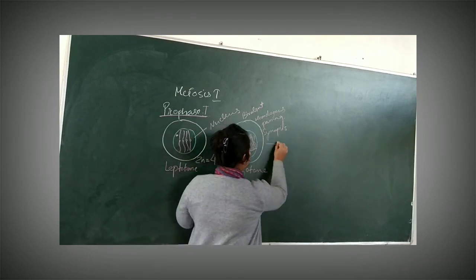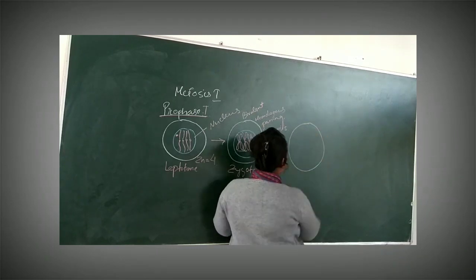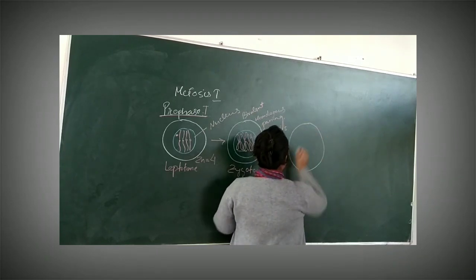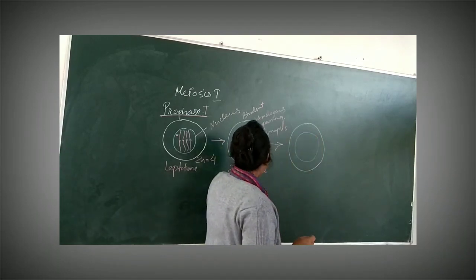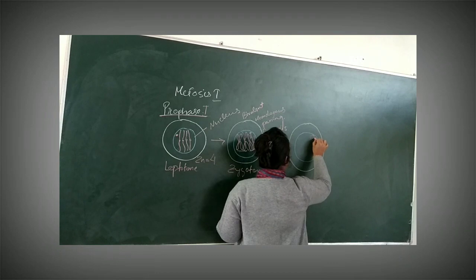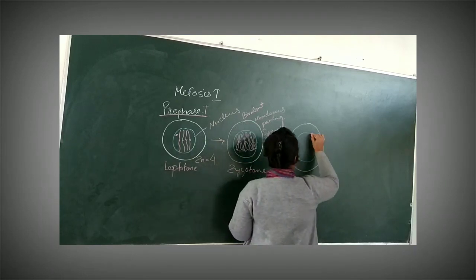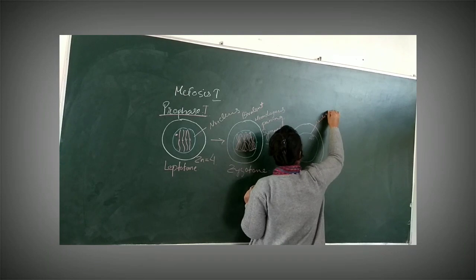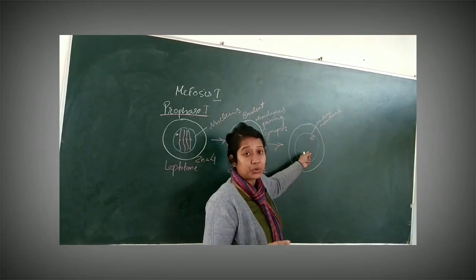Now zygotene is followed by pachytene. So this is the cell again, and this is the nuclear membrane. Now the nucleolus is already present there. In this case the nucleolus slowly starts disappearing, and the nuclear membrane also starts to dissolve. Now what will happen inside the nucleus?